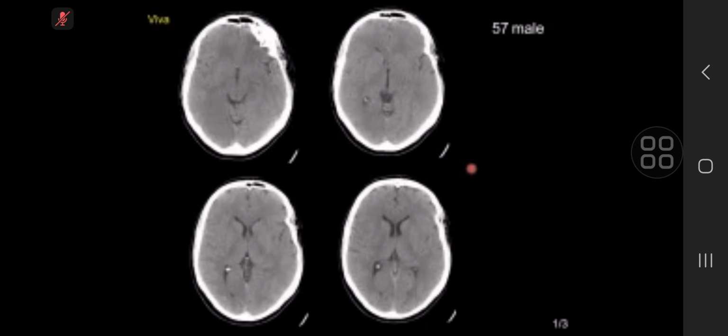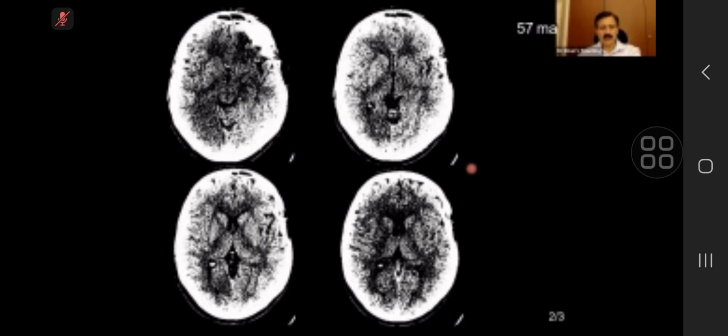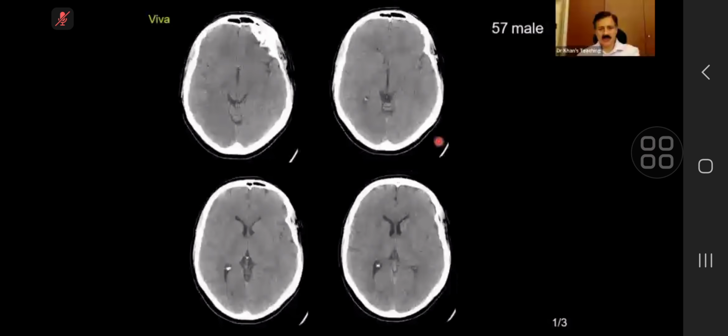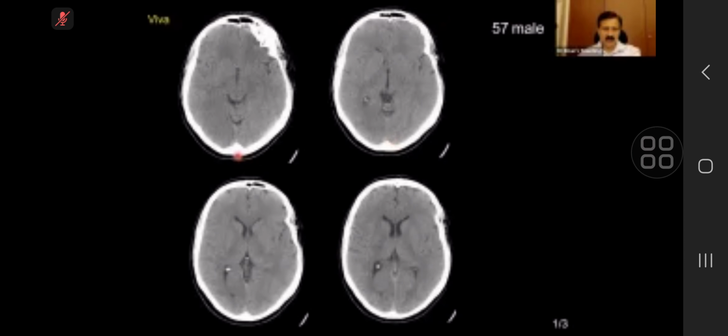Right, the right side is abnormal. Now, look at this case carefully. It's a very subtle one, a bit harsh, but a definite case. If you see these gyri, they are slightly high density. And if you look here carefully, there is loss of gray-white matter differentiation, very subtle.